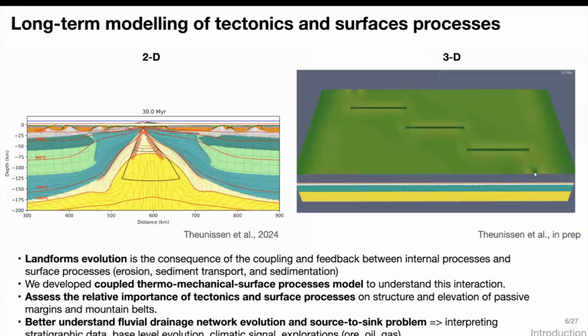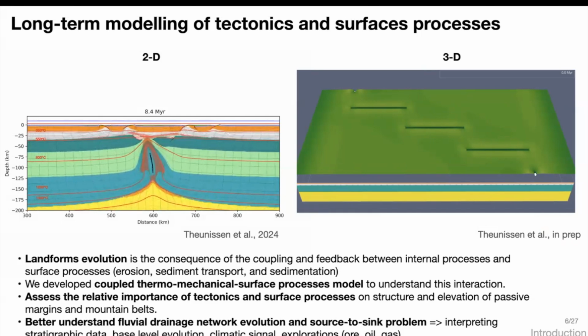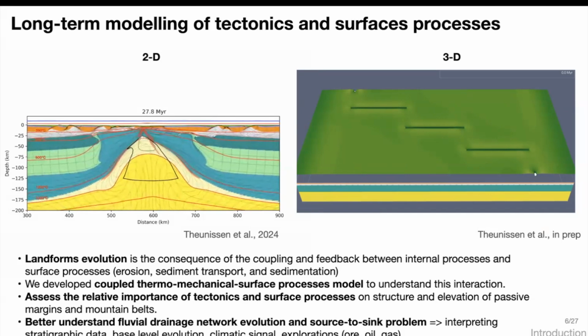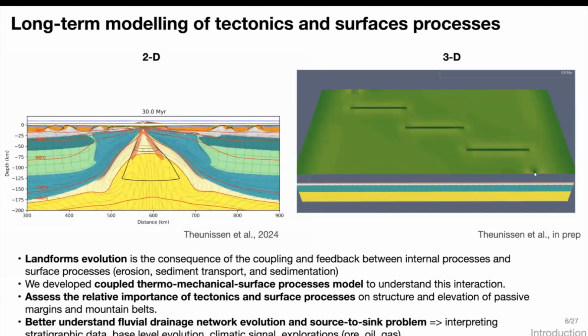So in my work, what we want is to model the long-term coupling between these internal processes and surface processes. To do this, we have developed a coupled thermomechanical surface process model to understand this interaction, both in 2D and 3D. On the left side, we can see a continental rifting phase followed by continental breakup, lithospheric breakup. On top you can see the crust; we will systematically use the same colors in the next slides. Basically the continental crust will be orange and white, and then the lithospheric mantle is in greenish colors.